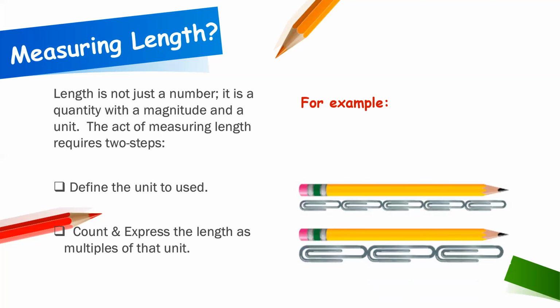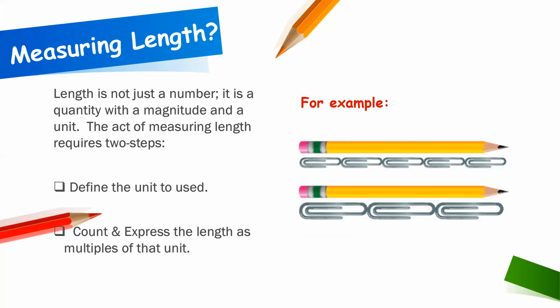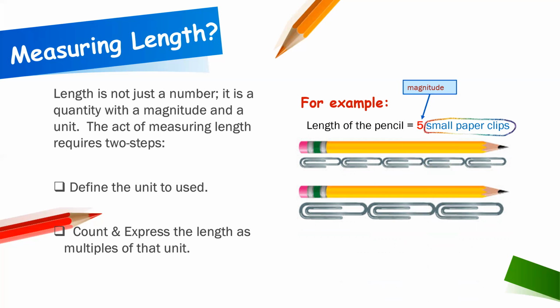For example, let's take a look at this pencil and see how long it is. On the top of the picture, you will see that the length of the pencil is 5 small paper clips long, 5 being the magnitude and small paper clips being your unit. Now the same pencil, however, is only 3 large paper clips long.